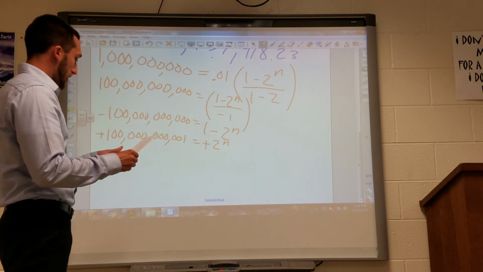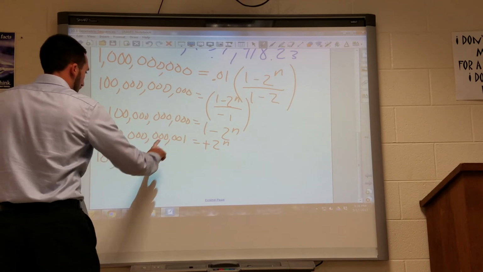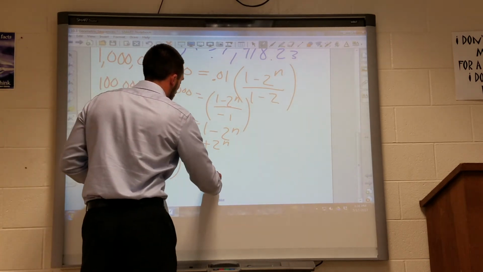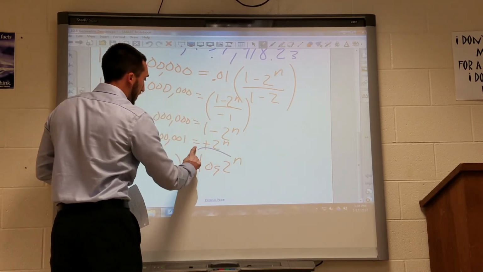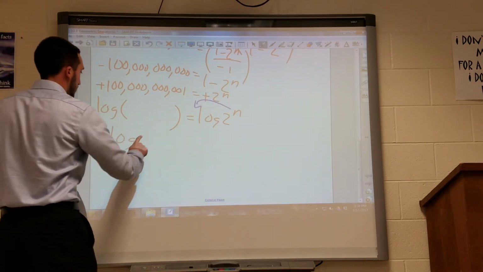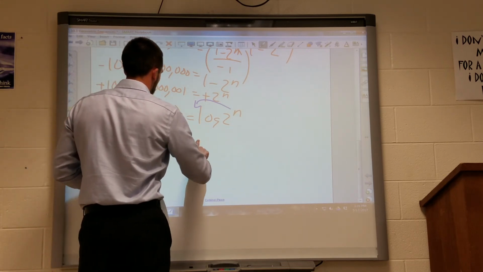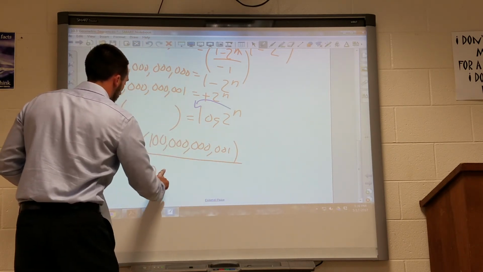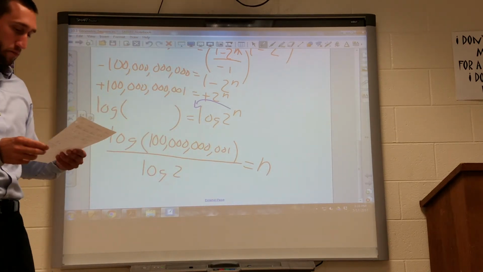So if I take the log of 1 billion and 1, I'm not going to keep writing it, we understand it's 1 billion and 1, that's equal to the log of 2 to the n. Remember rules of exponents, I can bring my n out to the front. So what I'm really doing is taking the log of 100 billion and 1, and dividing that by the log of 2. And that'll give me how many days it took her to get to $1 billion.